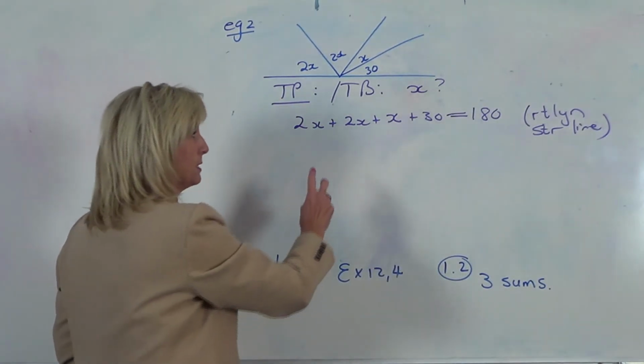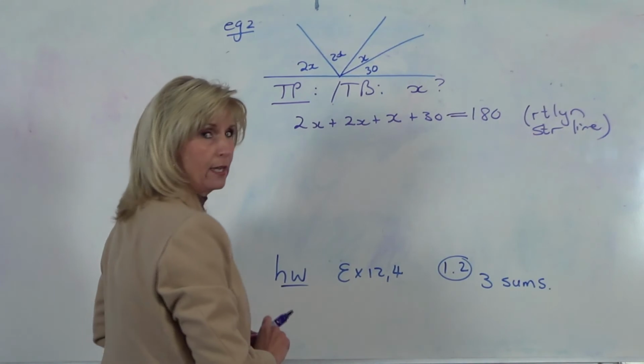How did I do the equations? I'm going to add the like terms first.